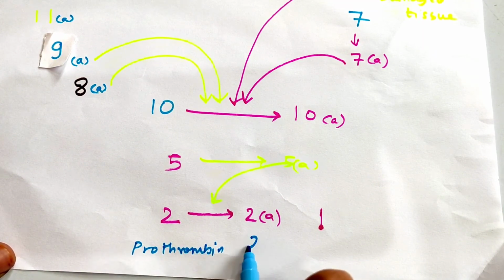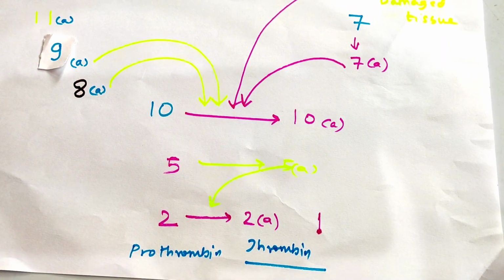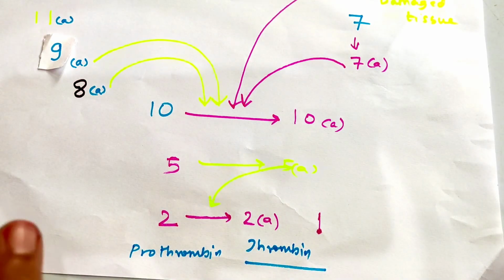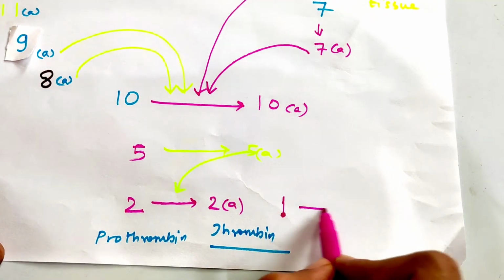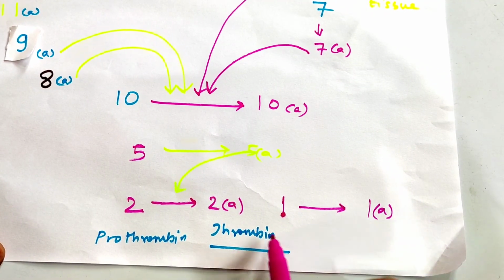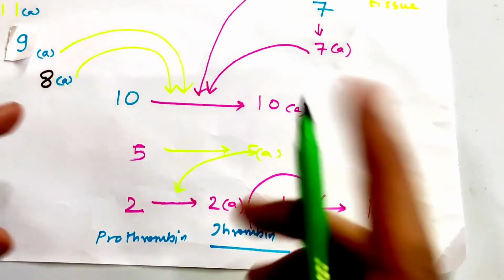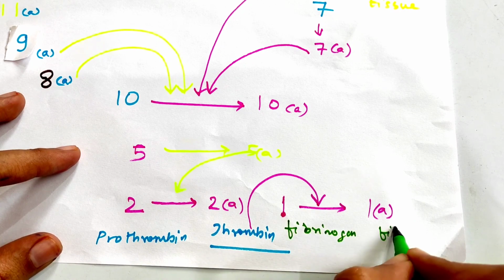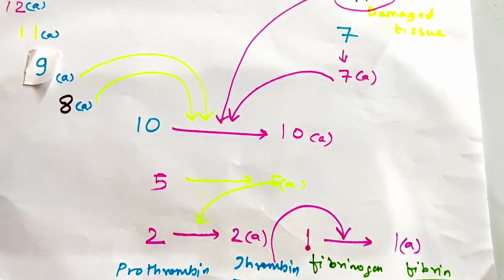to thrombin. So lastly this thrombin will convert fibrinogen to fibrin, and fibrinogen is factor number 1. So 1 will be converted to activated factor number 1 by thrombin, that is fibrinogen is converted to fibrin, and this fibrin will form a mesh-like network in the damaged blood vessel and will stop bleeding.